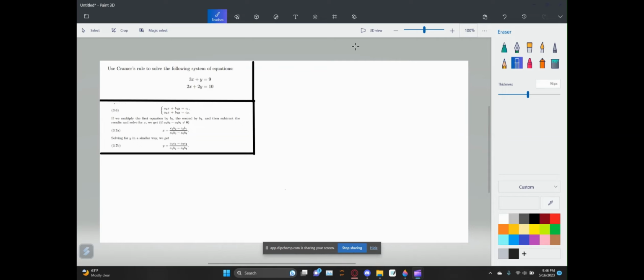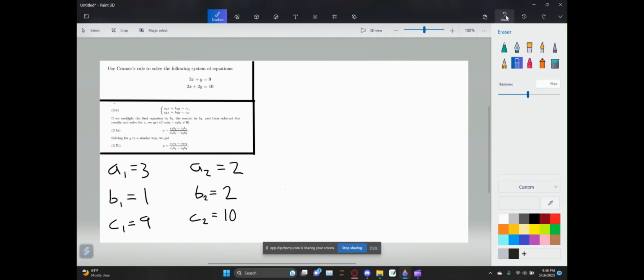And if you map that onto what we're trying to solve, you get values for a1, b1, and c1 of 3, 1, and 9, respectively, with this 3 in front of the x, the invisible 1 in front of the y, and the 9. And if you do the same thing for the second equation, you get a2, b2, and c2 as 2, 2, and 10, respectively. Now, this could also be 1, 1, and 5. You could simplify, but I'm going to use it as it is here.